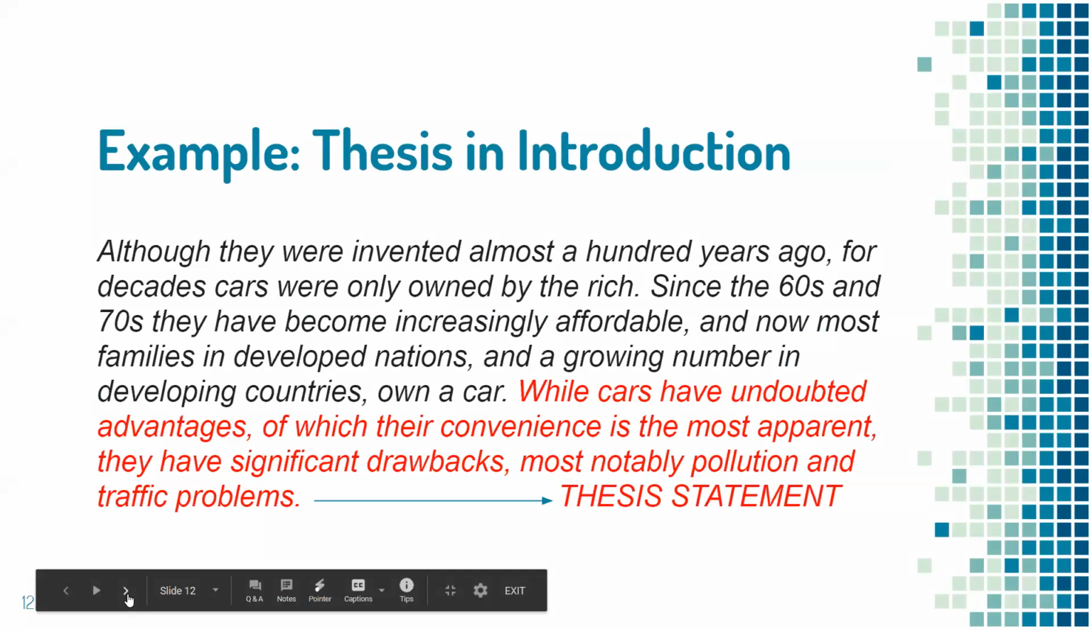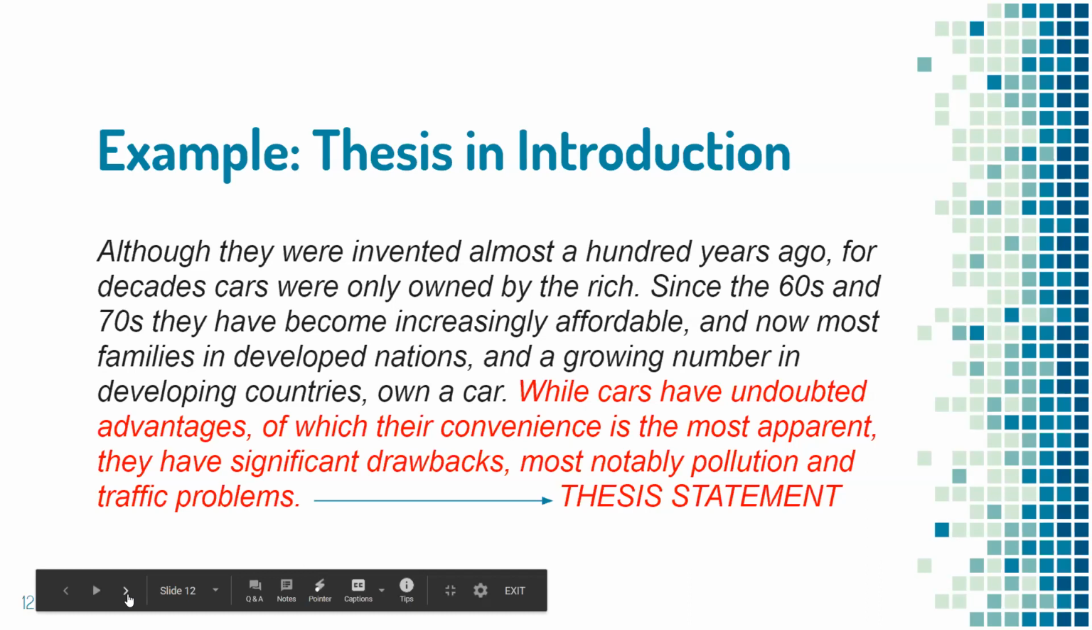It says there, although they were invented almost 100 years ago, for decades, cars were only owned by the rich. Since the 60s and 70s, they have become increasingly affordable, and now most families in developed nations and a growing number in developing countries own a car. Here's our thesis statement. While cars have undoubted advantages, of which their convenience is the most apparent, they have significant drawbacks, most notably pollution and traffic problems.